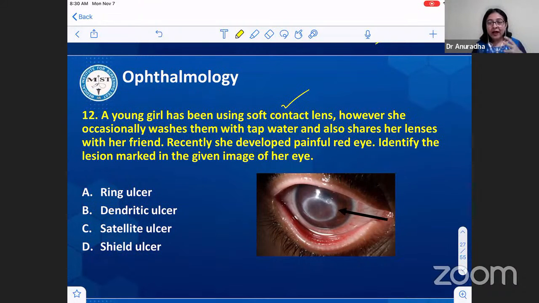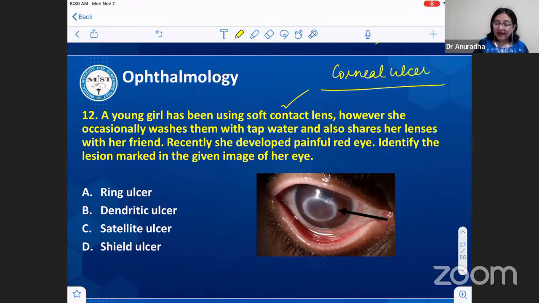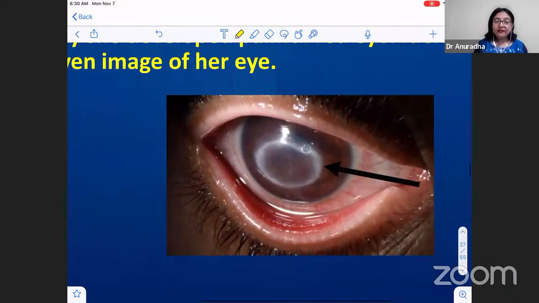So this girl now developed painful red eye. So contact lens use with poor hygiene. Patient developing painful red eye. It means the patient is having corneal ulcer. And here you have to identify what is the lesion, beta. What is the lesion? See carefully.